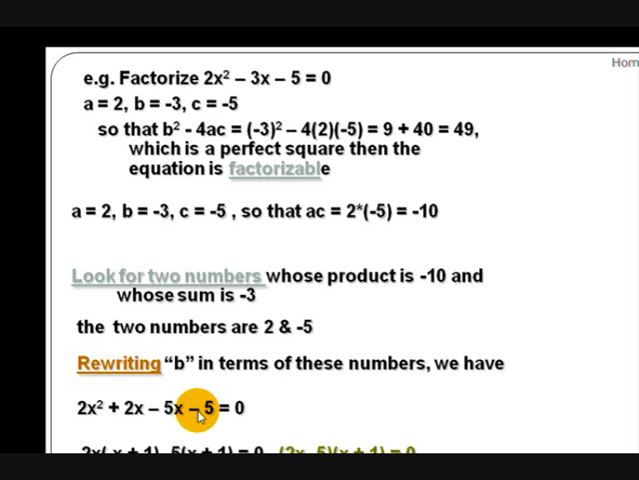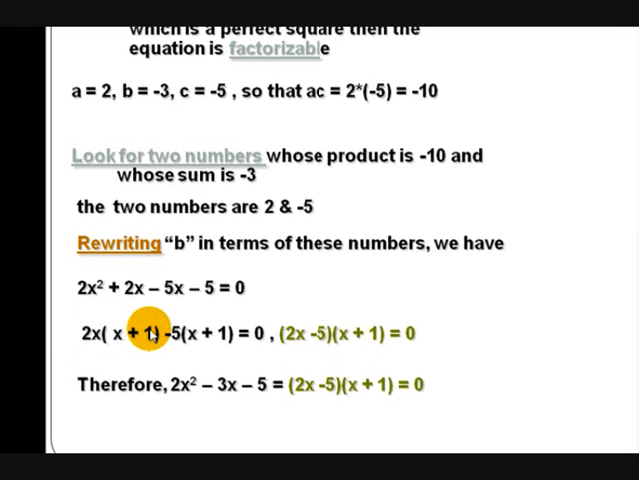So right away now you can factorize. You can group these two terms and factorize. If you factorize the first two terms, you will have 2x into x plus 1. Then if you factorize the remaining two terms, you will have minus 5 into x plus 1 equals 0. Now, this is x plus 1 in the bracket, and this is x plus 1 in the bracket. All you need to do is to take one of them, x plus 1, and then the numbers that are outside the bracket, you take them together. So this now gives us 2x minus 5 in one bracket, into x plus 1 in another bracket, equals 0. So that is the process, okay?